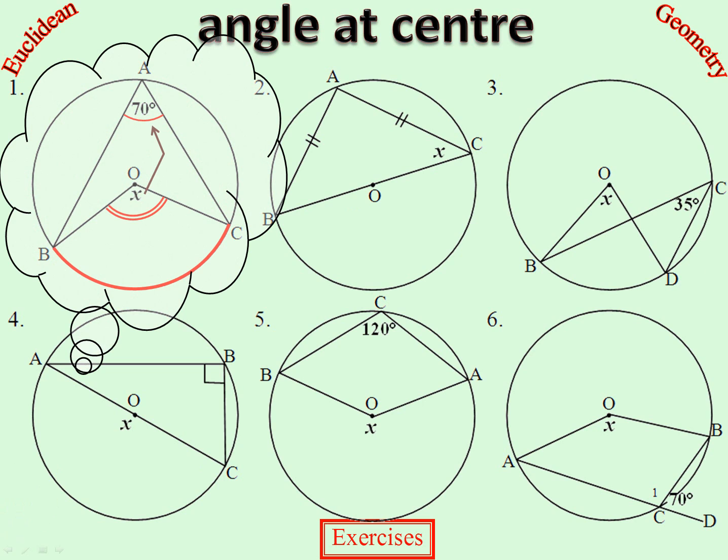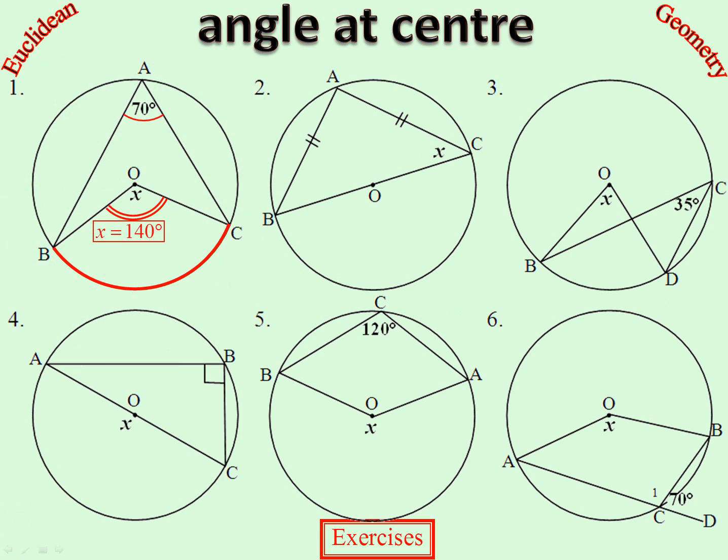Right, we're going to do these as thought processes. X is double that. Therefore, X is 140 degrees. In this case, X is equal to that.